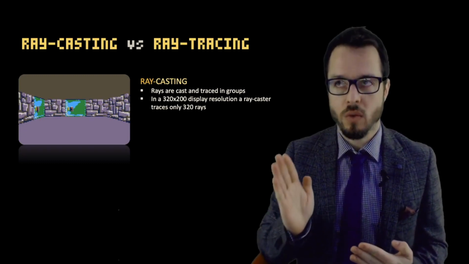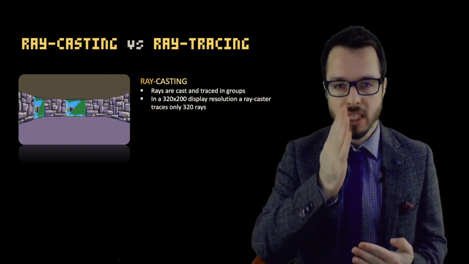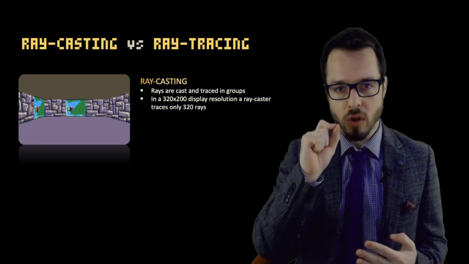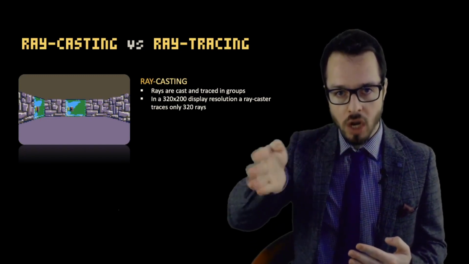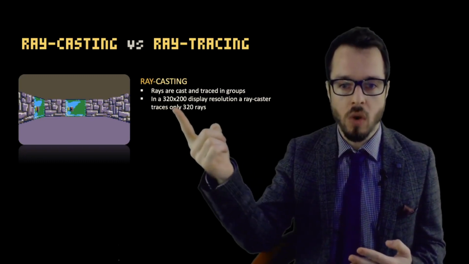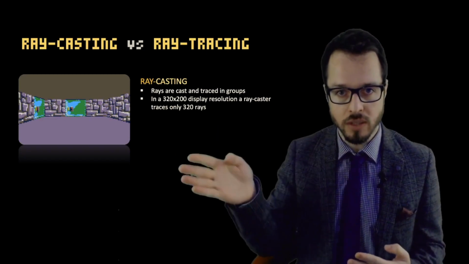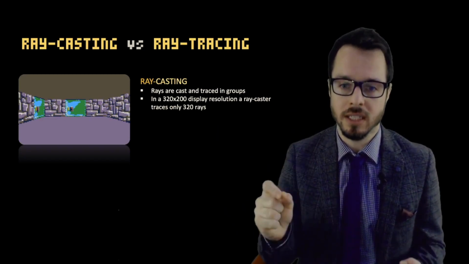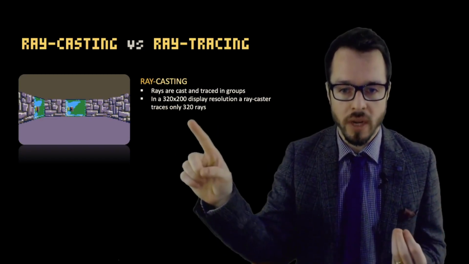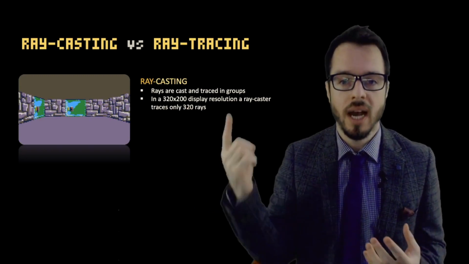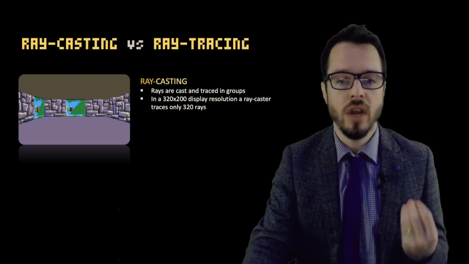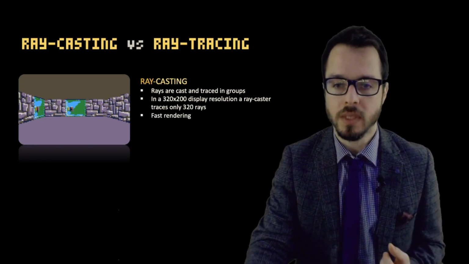Remember that we spoke that our raycaster deals with these columns of pixels. So if we're going to cast a ray for each one of the columns of pixels, it makes sense that we only have 320 rays, one for each column of our resolution, right? So this is what raycasting is. In a 320 by 200 display resolution, a raycaster will only trace 320 rays.